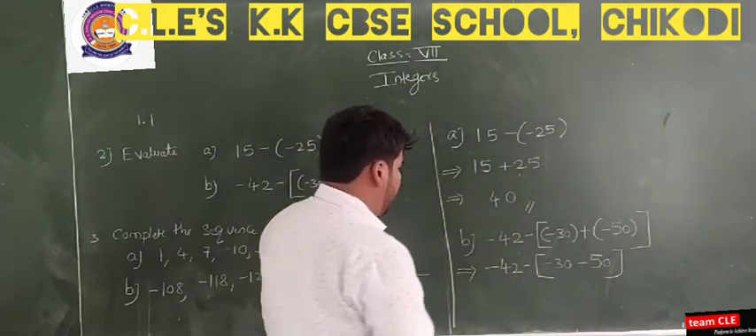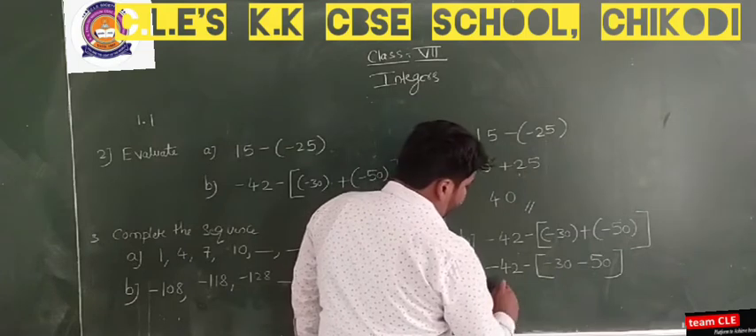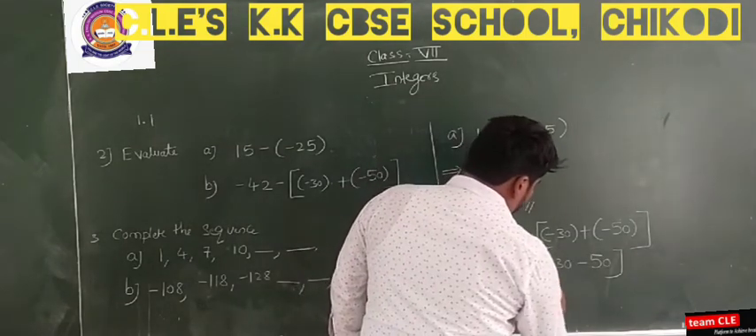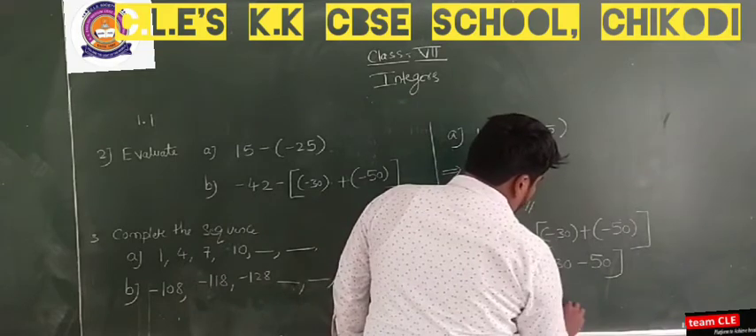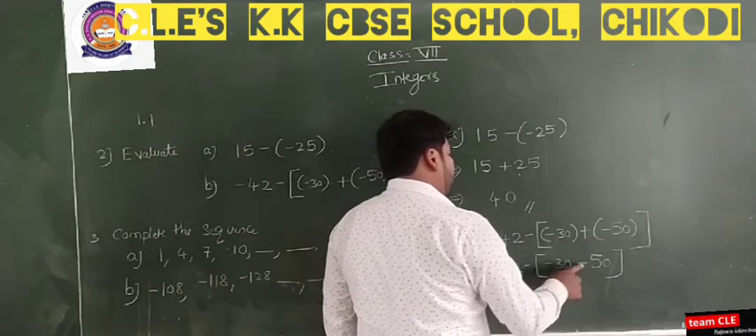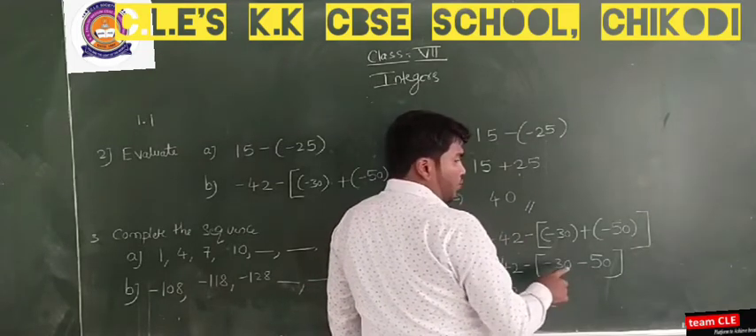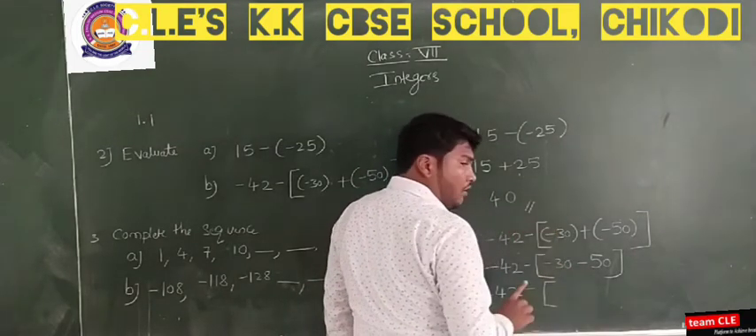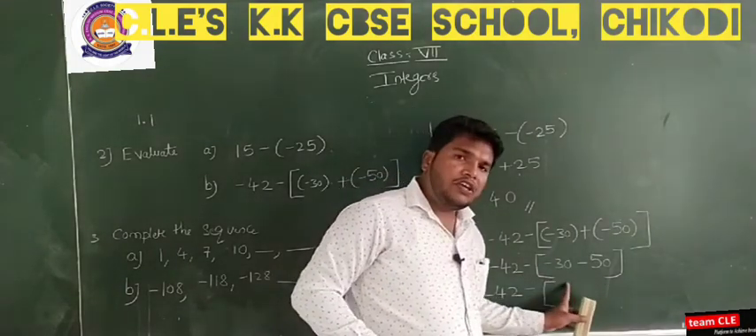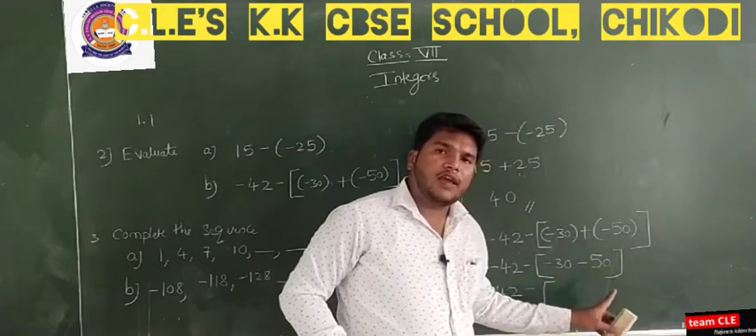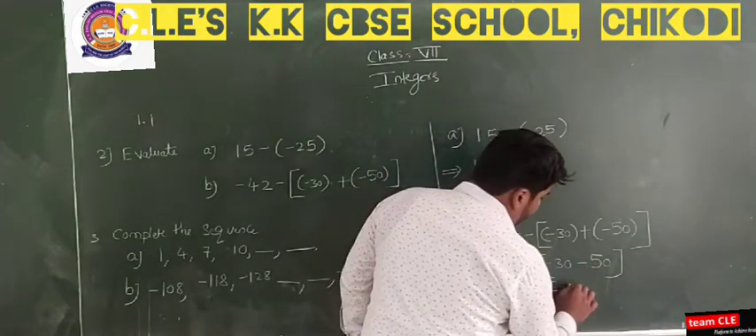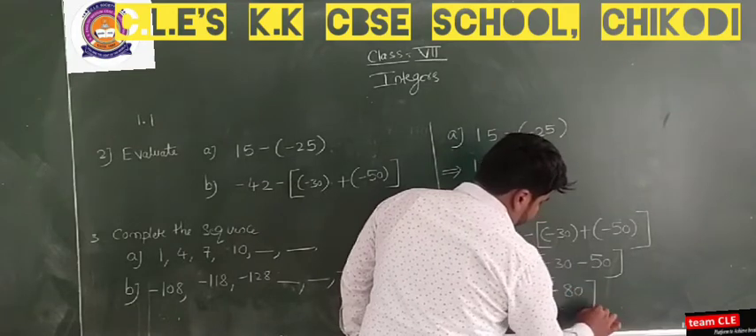Now see, minus 42 as it is, so the minus sign as it is. Just solve this, minus 30 and minus 50. Whenever you are adding two negative integers, you have to do the sum, and keep the minus sign as it is. So minus 30 minus 50 is minus 80.